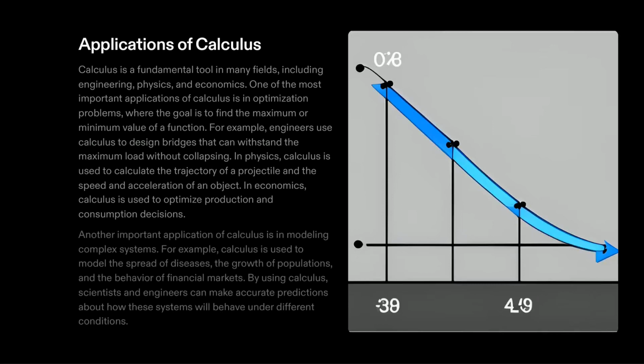Engineers apply it to design bridges that can bear the heaviest load without destruction, whereas in physics, it is used for estimating the path of a projectile, as well as its speed and movement. Economics leans on calculus to determine production and consumption options that optimize performance. Moreover, calculus is employed to simulate the spread of illnesses, population growth, and the performance of financial markets. Therefore, calculus enables scientists and engineers to make accurate predictions of how these systems will act when faced with various circumstances.